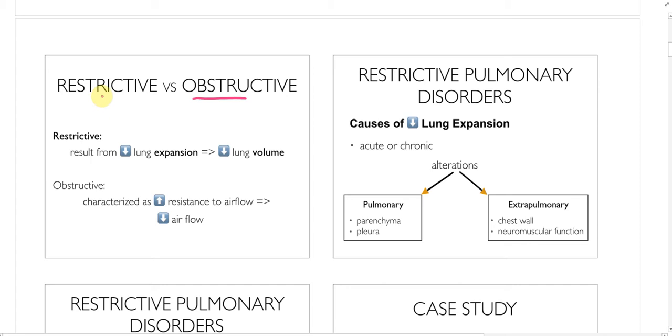Restrictive is going to be more something that prevents the lung from being able to have full expansion, meaning we're not going to have as much in the way of lung volume. So things that affect the rib cage, for example, if someone has trauma to the rib cage and they break some ribs, there's going to be an issue with the lung fully expanding, and it's going to restrict how much the chest can expand.